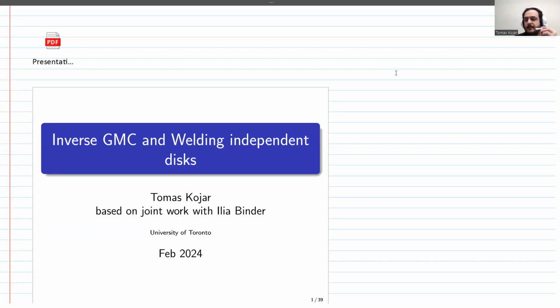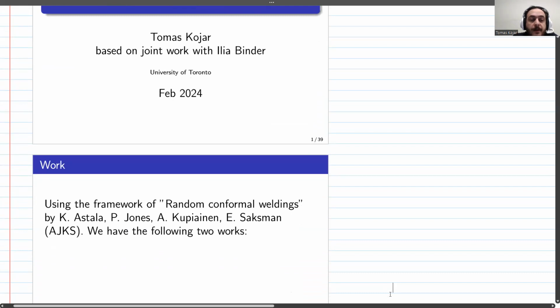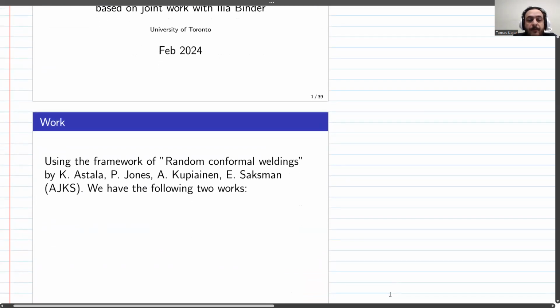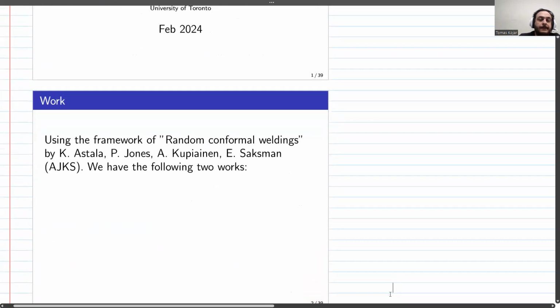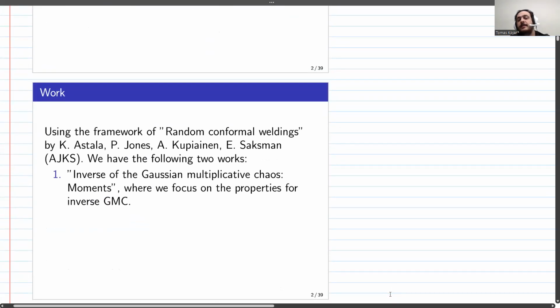Hi, everybody. Today we'll talk about our two recent articles on Gaussian multiplicative chaos and gluing problem. Using the framework of random conformal weldings, we have the following two works. First, we studied the inverse of Gaussian multiplicative chaos, which we will define shortly.